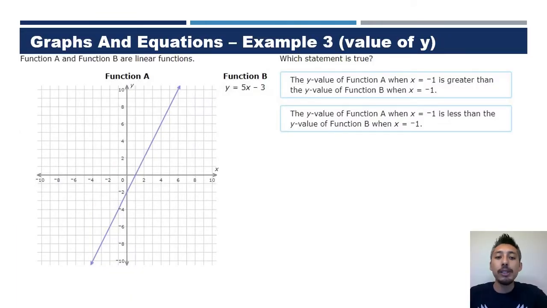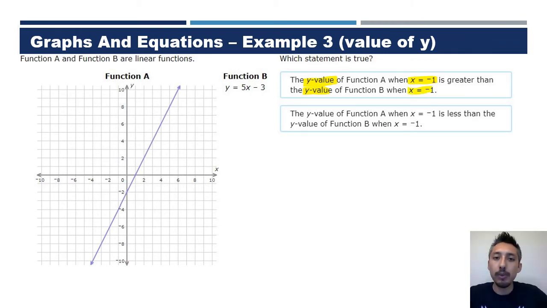What you see in front of you is the third type of example that you're going to see as you work with these problems. So we're not focused on y-intercept this time, we're not focused on slope, but instead, if you look at the question, we're being asked to compare the y value of a function when x is equal to -1. So what is the y value of function A when x is equal to -1? And what is the y value of function B when x is equal to -1?